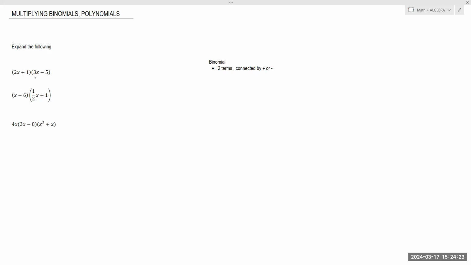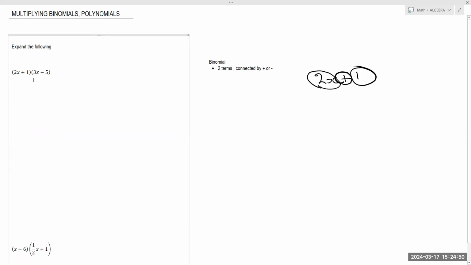So for example, if you look here, we have 2x plus 1. These are different terms. 2x is a term on its own, 1 is another term, and they are connected by a plus sign. That's just the idea behind the word binomial. Now, let's try and expand the following. Start with the first one, which is (2x + 1)(3x - 5). So how do we expand or multiply these two binomials?